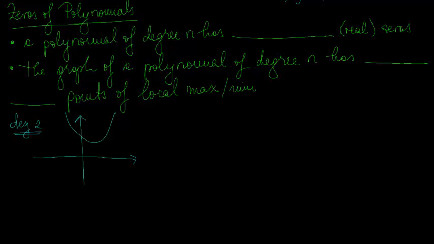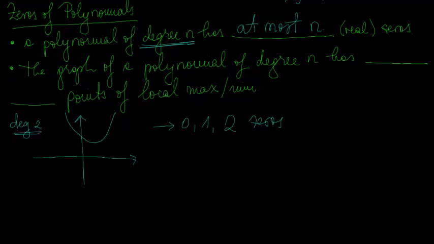So the idea is the degree of the polynomial only determines the maximal number of zeros. In fact, a polynomial of degree 2 can have 0, 1, or 2 zeros. So a polynomial of degree n in general can have, let's record this, at most n real zeros.